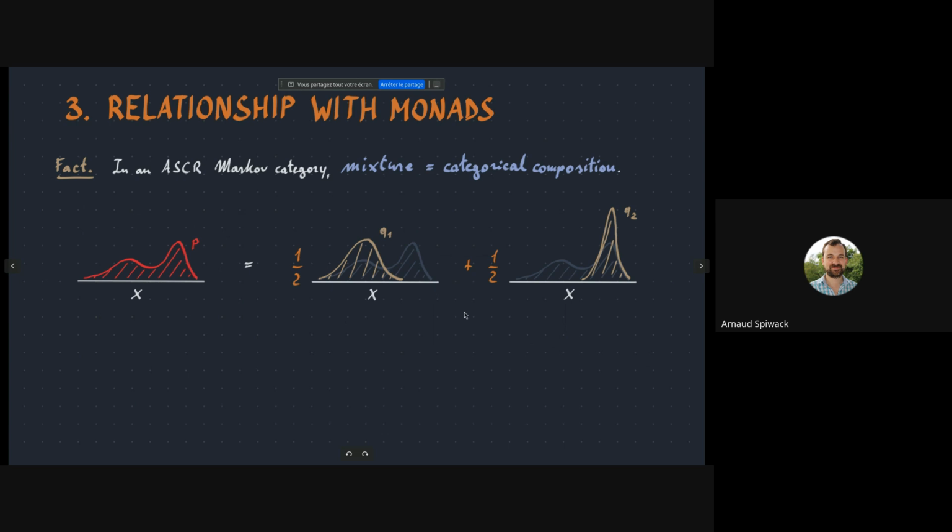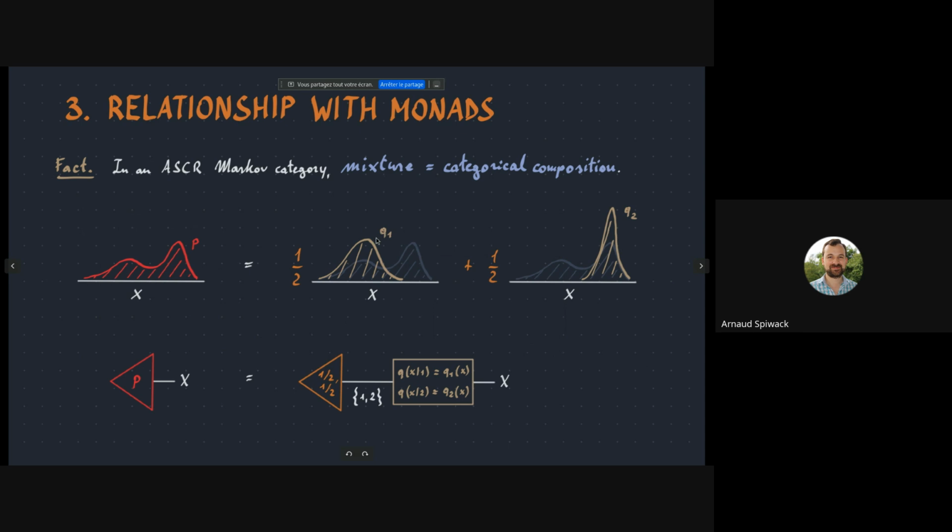How do I write this in Markov categories? Well, what does it mean, 1/2 and 1/2? 1/2 and 1/2 is a fair coin. That's a probability measure. So I say that P is the composition of a fair coin over a 2-element set, 1 and 2, indexing my probability measures.